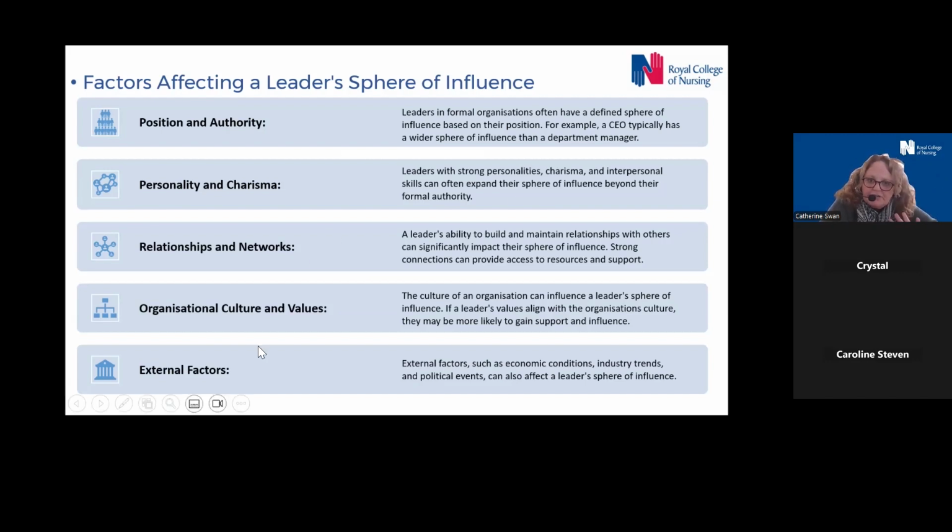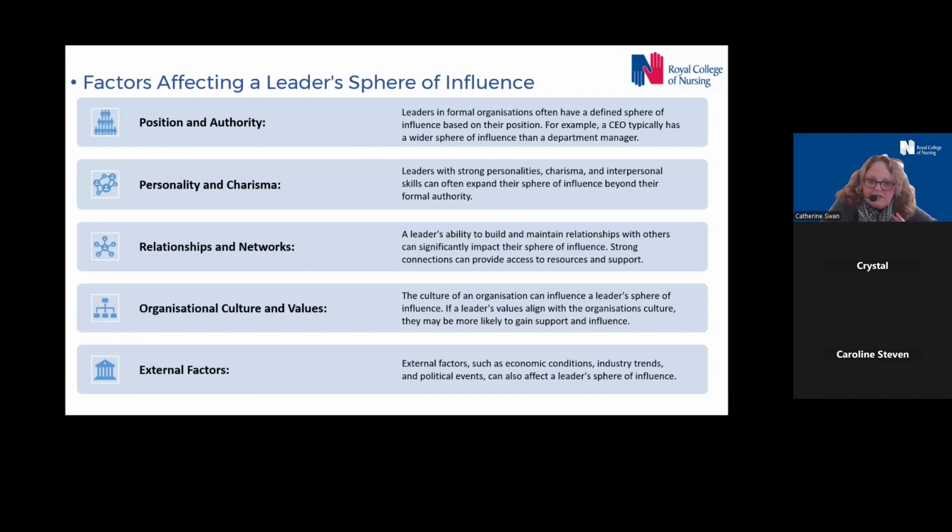Organization cultures and values, we had mentioned this before. So the culture of organizations can influence a leader's sphere of influence, very much so. We get caught in that organization or within our culture or our values, and that's sometimes what influences our beliefs as well. So it does affect your sphere of influence.